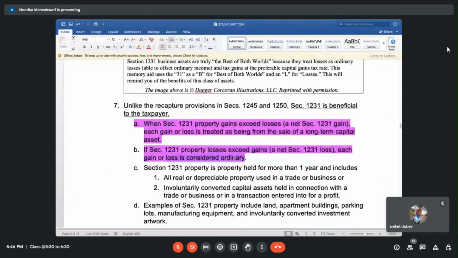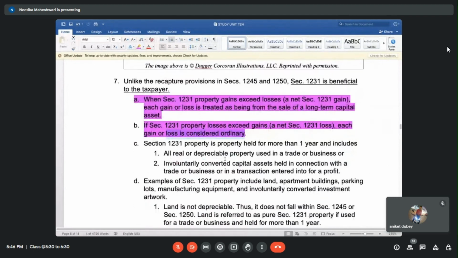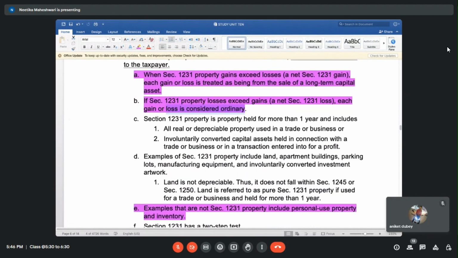That can give a huge advantage to any taxpayer if they are able to take the losses as ordinary losses, because that can reduce their other income, which is going to be taxed at the highest possible rate, and the gains can still come up at very special rates of capital gain rate. Section 1231 property is always long term. It has to be held for more than 1 year.